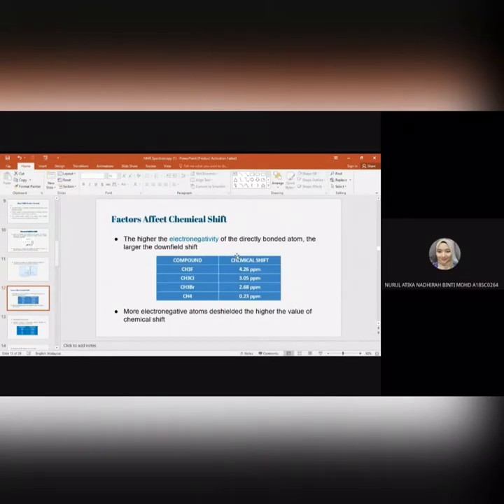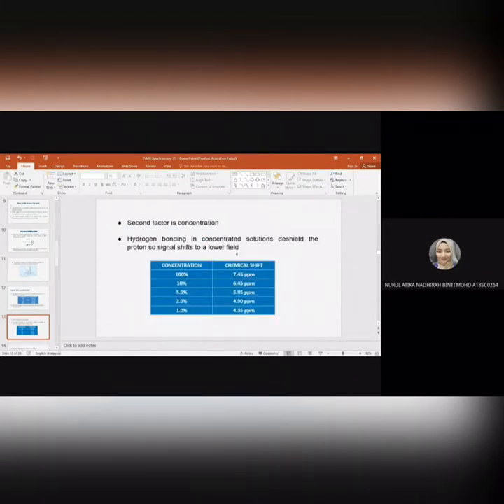So there are a few factors that affect the chemical shift. The first one is electronegativity. The higher the electronegativity, the higher the value of chemical shift. So in this table, we can see that methyl fluoride has the highest chemical shift value, which is 4.26 ppm, and methyl iodide has the lowest chemical shift value, which is 0.23 ppm. The more electronegative the atom, the less shielded, and the higher the value of chemical shift.